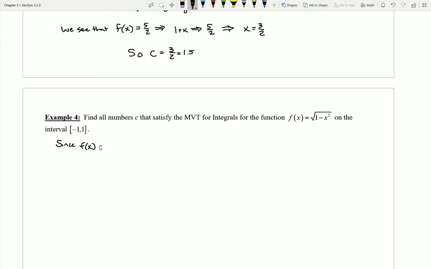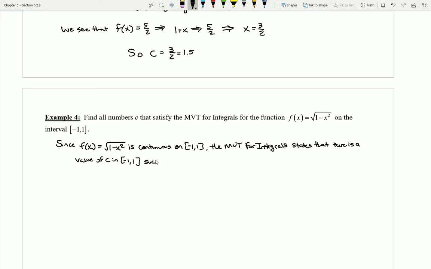that since f of x equals the square root of 1 minus x squared is continuous on the interval from -1 to 1, the mean value theorem for integrals states that there is a value of c in the interval from -1 to 1 such that f of c will turn into my f average, which, remember, in this case is really just equal to that value of pi over 4 that we found back in the previous example.